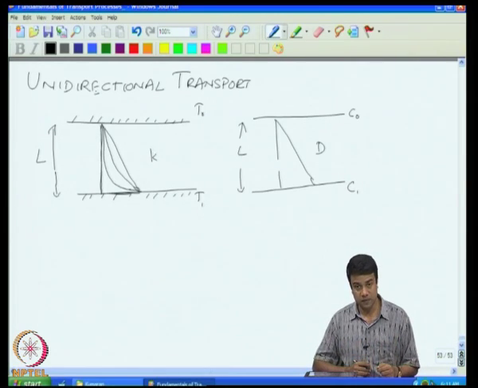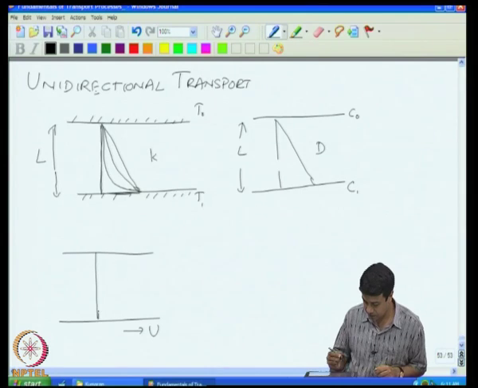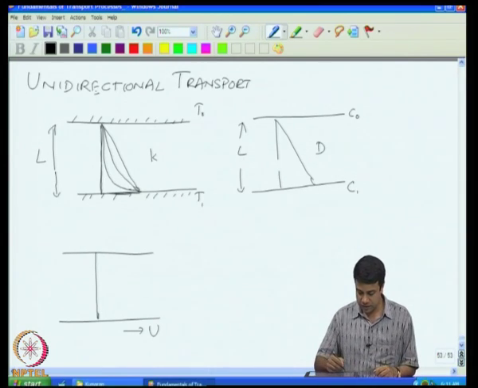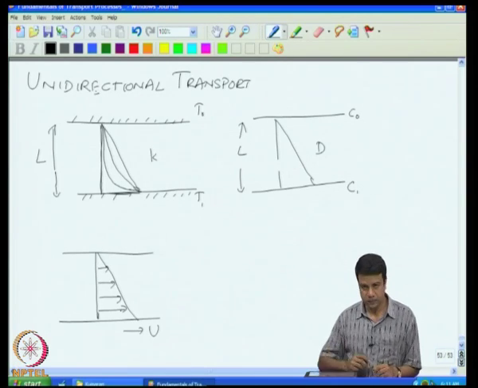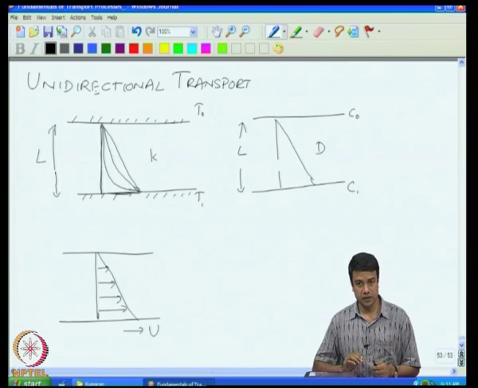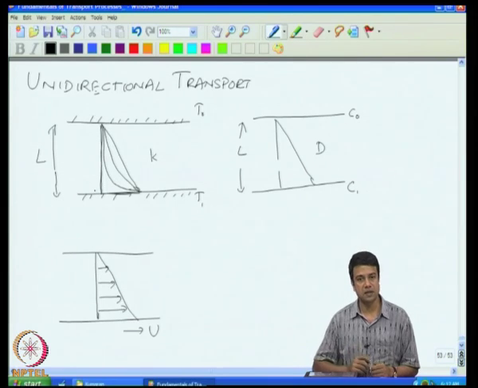The momentum transfer problem is analogous to this one. So, I have two plates. This is at 0 velocity, and I set this moving with a velocity u. And if I wait for sufficiently long, I will get a linear velocity profile between these two plates. And obviously, I have to calculate all of these temperature, concentration and velocity profiles, the velocity fields, the variation with respect to position, not only of the final state, but also of these transient states.